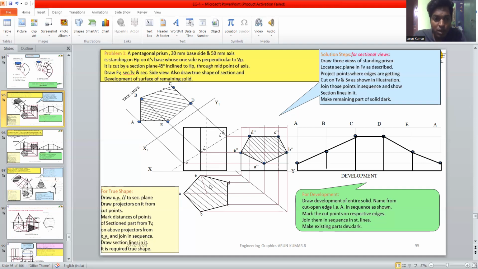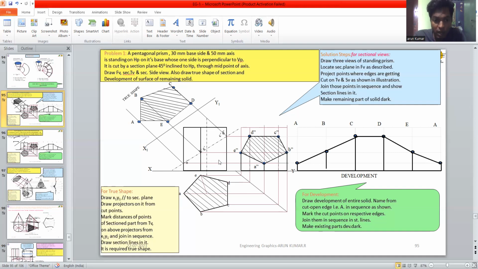Then you proceed. We have to find the front view, sectional top view and sectional side view, and also develop the true shape of the section and the development of the surface of the remaining solid. That is the remaining portion after removing the cut part. After removing it, we have to develop its surface, as they are also asking. So first of all, you have to draw the front and top view of your given solid.